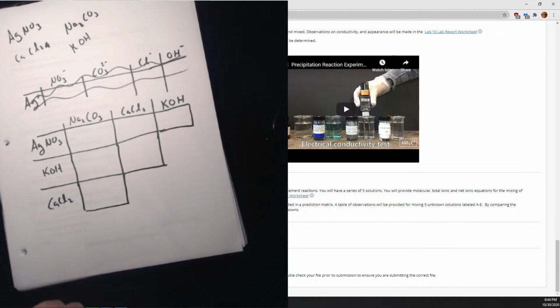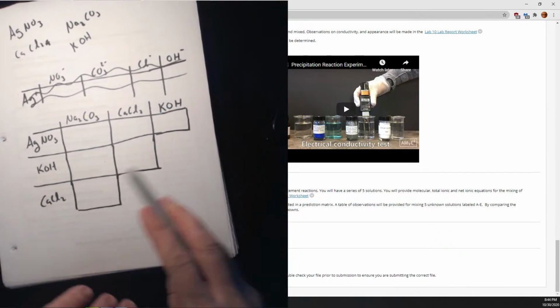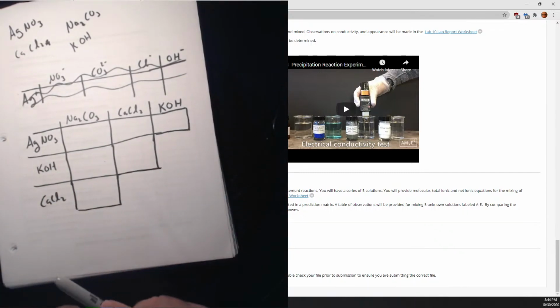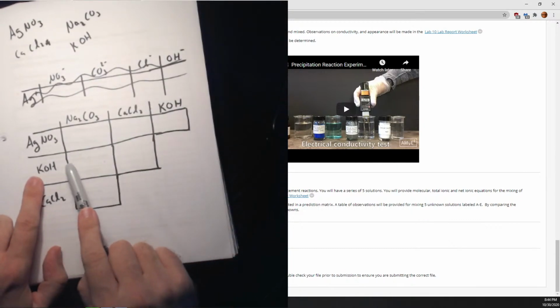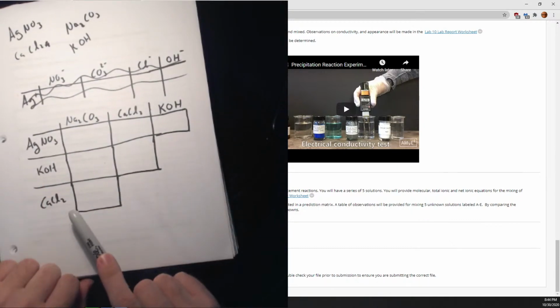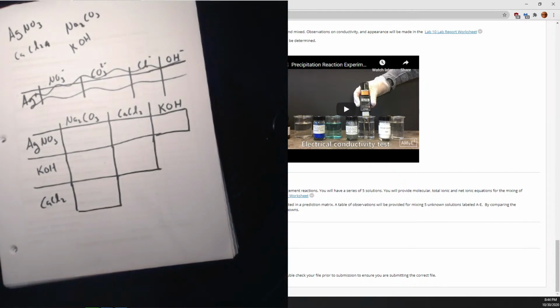So drawing it like this, you get this sort of step shape. They might give it to you with these guys on this side, and thus it'll be reversed, but it's going to be the same sort of thing. But this way, you get to compare every salt with every other salt. Silver nitrate, 1, 2, 3 comparisons. Potassium hydroxide, 1, 2, 3 comparisons. Calcium chloride, 1, 2, 3 comparisons.